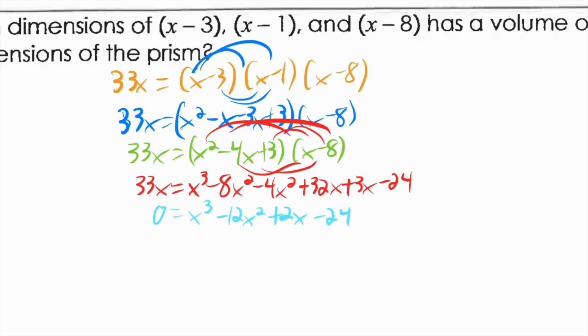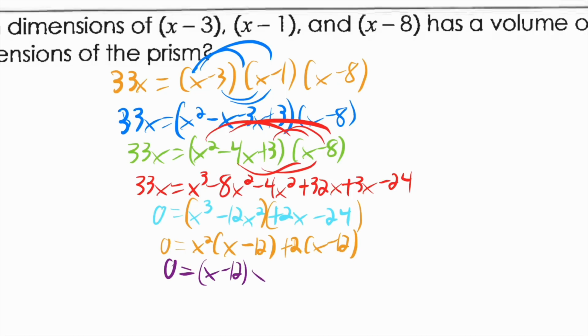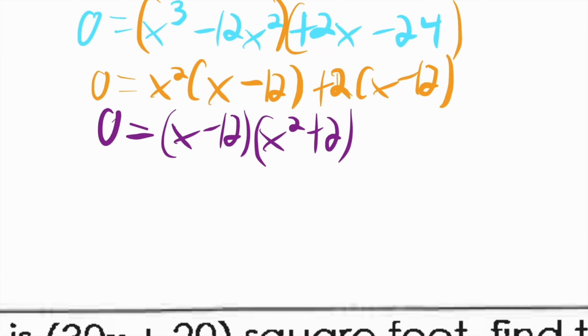And so now that I have this equal to 0, I can now look to factor. And so I have 4 terms, no GCF, so I'm going to factor by grouping, giving me 0 equals, and then factor out an x squared at my first parenthesis, giving me x minus 12. Then I'll factor out 2 of my second parenthesis, giving me x minus 12 again. Those match. So I have 0 equals x minus 12, as well as x squared plus 2. So I can set each of these equal to 0.